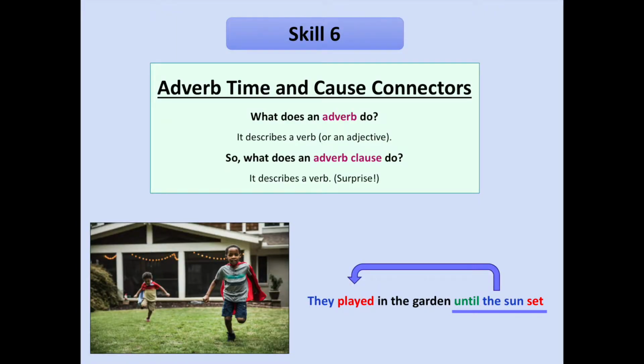Skill 6 is about adverb, time, and cause connectors. Do you remember what adverbs are? What does an adverb do? Adverbs describe a verb or an adjective. So what does an adverb clause do? It also describes a verb.